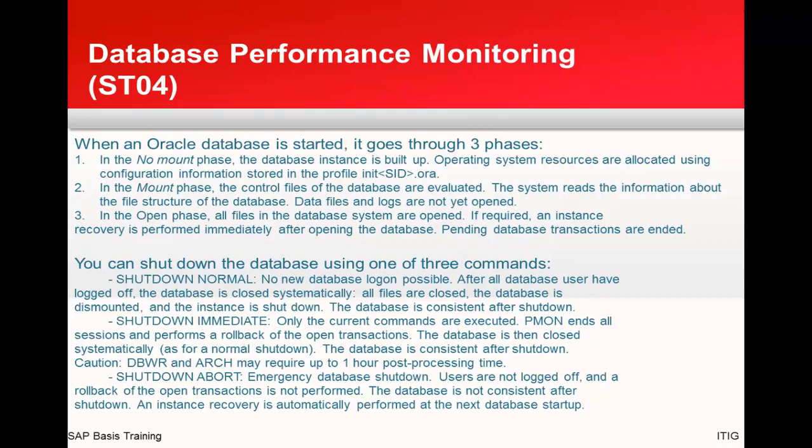Okay, the next phase is about the database abort. This is basically an emergency database shutdown. Users are not logged off and a rollback of the open transactions is not performed. Because we are not doing a normal log off for users and not rolling back the transactions, the database is in an inconsistent state after shutdown. An instance recovery is automatically performed at the beginning of the next database startup. So basically these are the 3 key startup and shutdown phases.